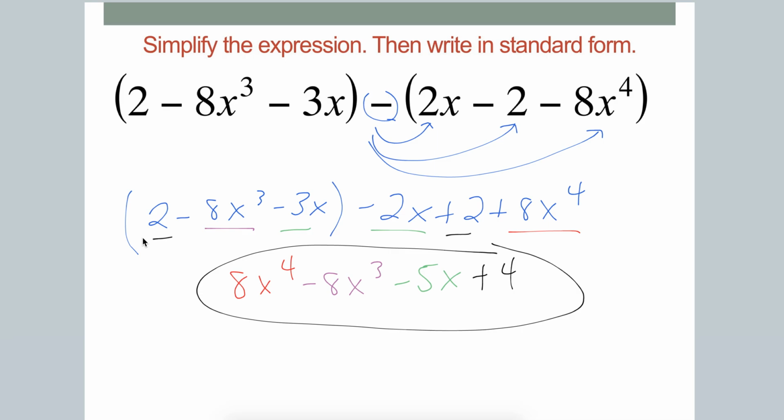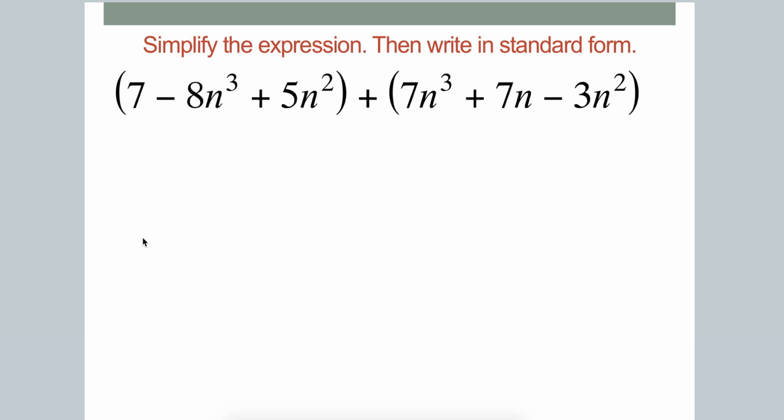All right, let's try one more example. So now we're adding these two expressions, so there's no need to really distribute the plus to each of these because it's not going to change any signs. The first thing I see is that n cubed is the highest term, so let's start there. So negative 8 plus 7, we get negative 1, or you can just write negative n cubed. You can choose to write the 1 in front or not, but we get negative 1n cubed.